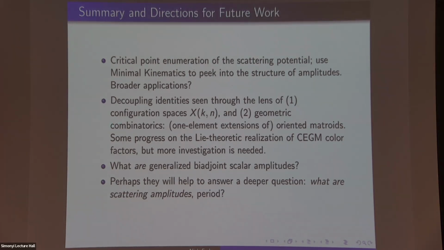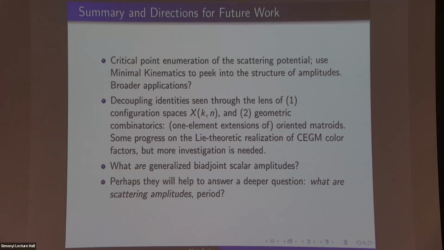We looked at decoupling identities through the lens of configuration spaces. There's some geometric combinatorics in terms of oriented matroids. In physics, you'd like some additional structure here to explain what these decoupling identities mean physically. There's some progress on that, and some progress in terms of a Lie theoretic realization. More investigation is needed. Second, the penultimate question: what are generalized biadjoint scalar amplitudes?